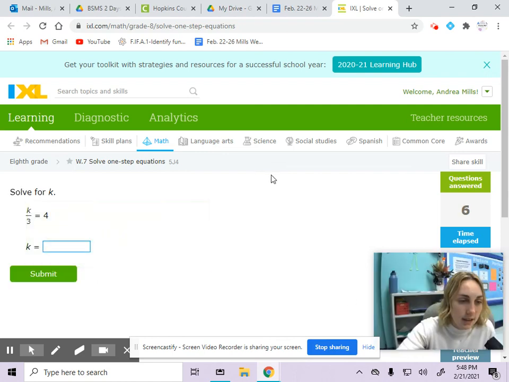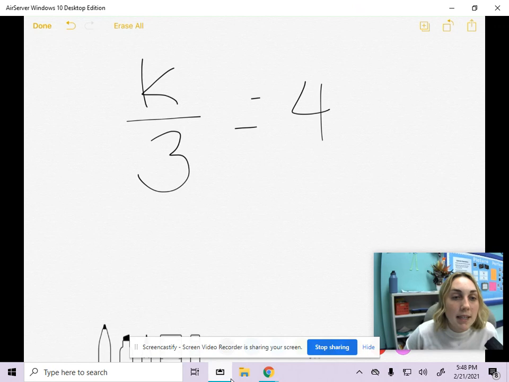All right, so I have another one with a fraction. k divided by 3, and that's equal to 4. Same thing, I want to get k by itself. In this case, we have k divided by 3. The opposite of dividing by 3 is multiplying by 3.